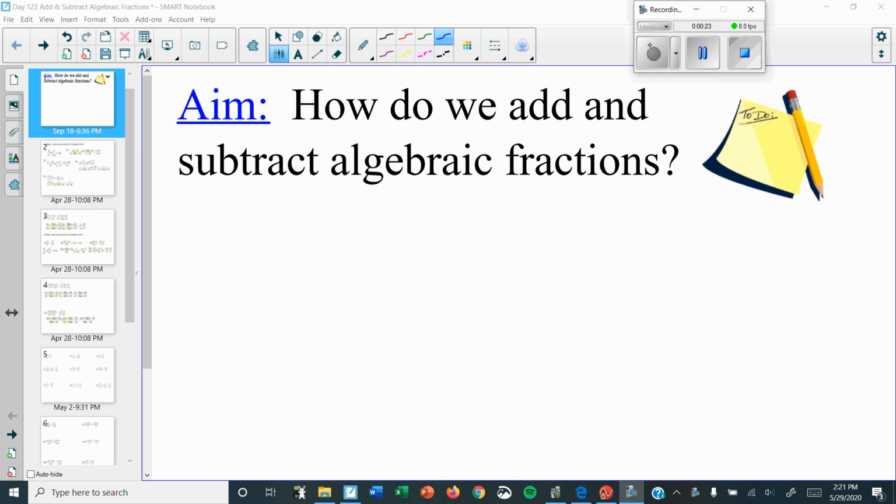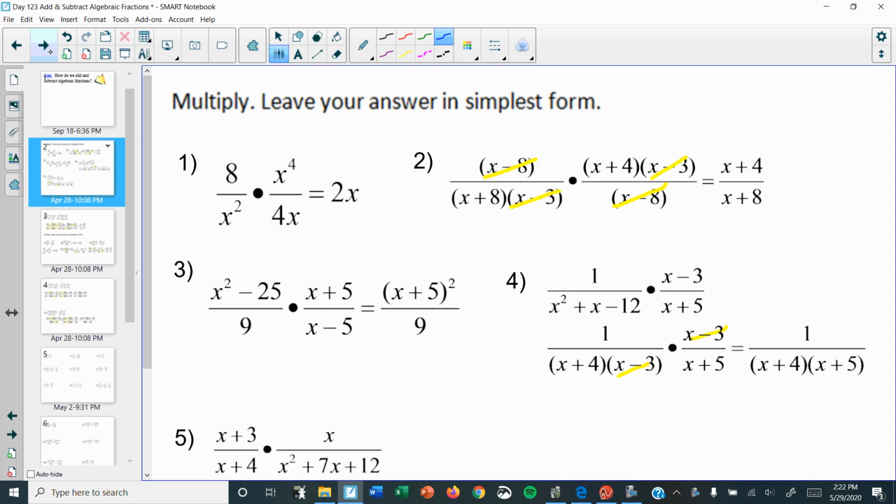So the last new topic we're teaching you is how do we add and subtract algebraic fractions. So we've learned how to simplify them. We've learned how to multiply and divide them. Now it's time to add and subtract them. So let's check the homework first.